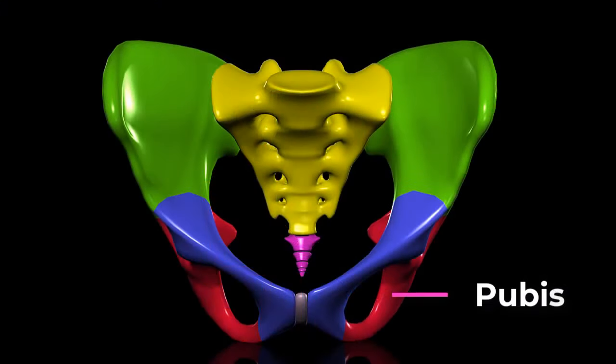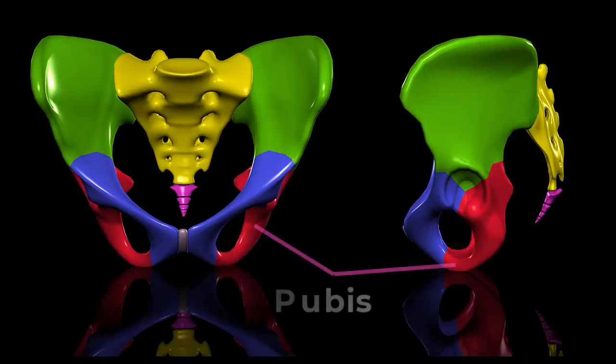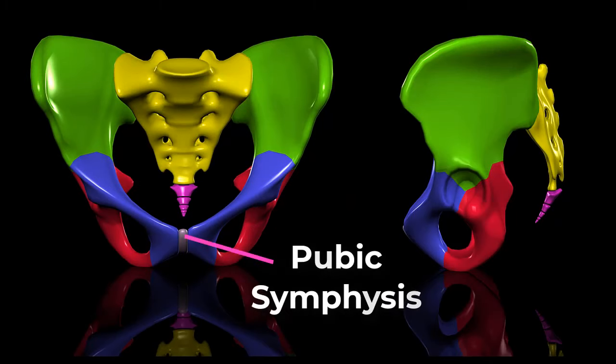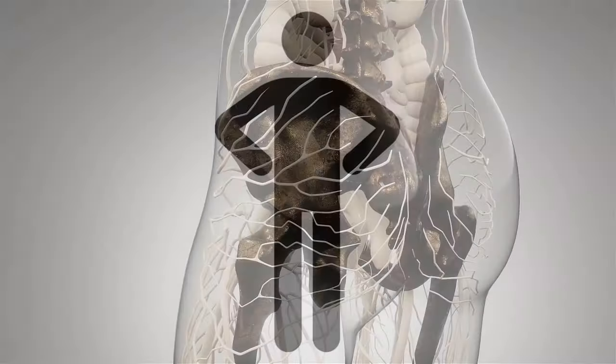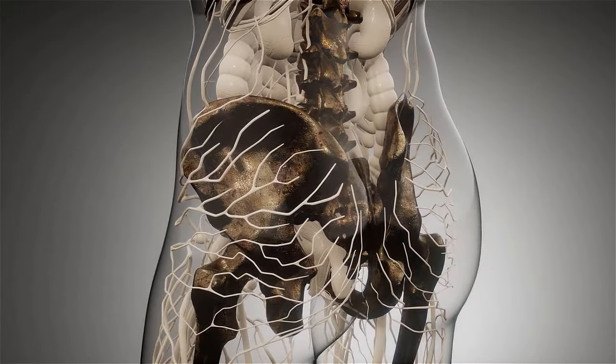The pubis forms the anterior portion of the hip bone. The pubis curves medially, where it joins to the pubis of the opposite hip bone at a specialized joint called the pubic symphysis.